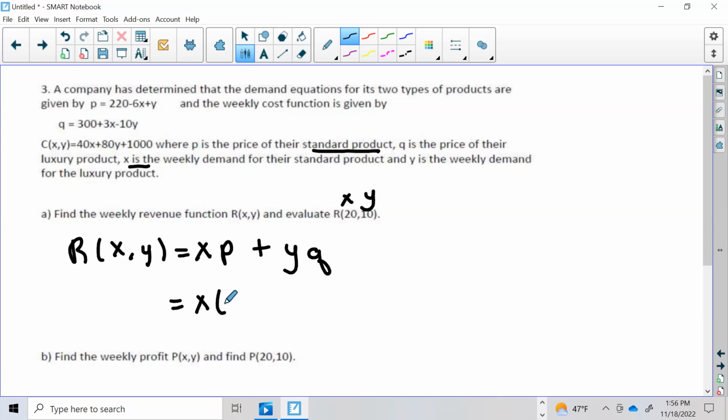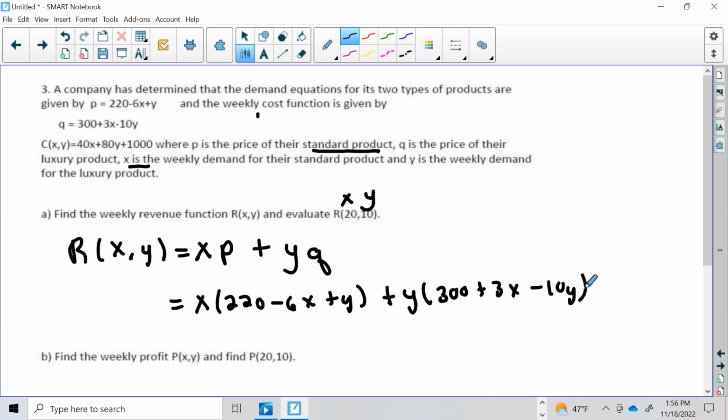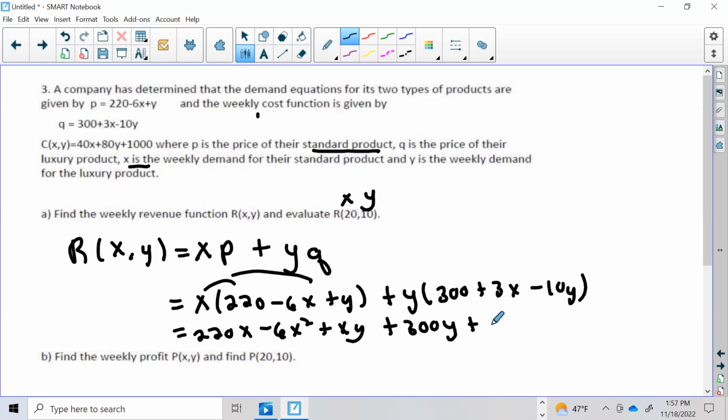So P is 220 minus 6x plus Y, and Q is 300 plus 3x minus 10y. And then we want to distribute and simplify this a little bit to get the equation. So we get 220x minus 6x squared plus xy. I'm distributing my x. And then I have plus 300y plus 3xy minus 10y squared.